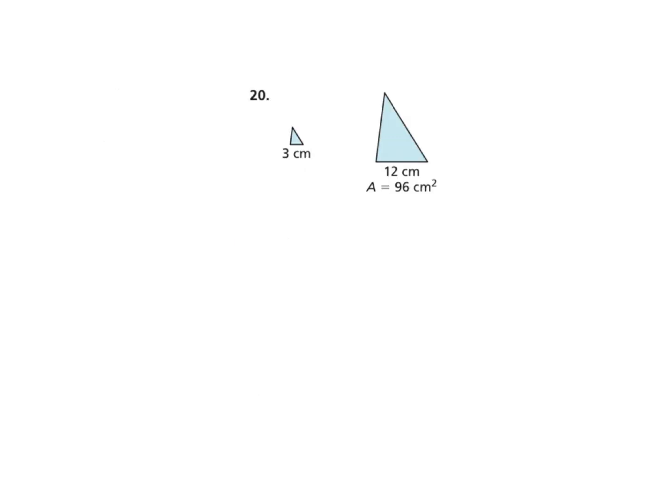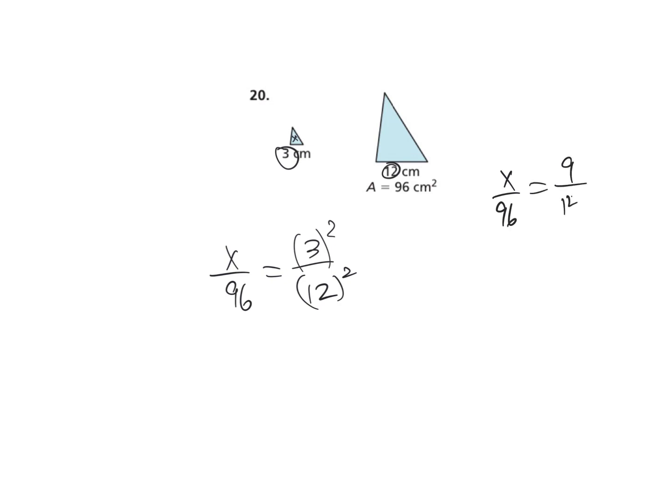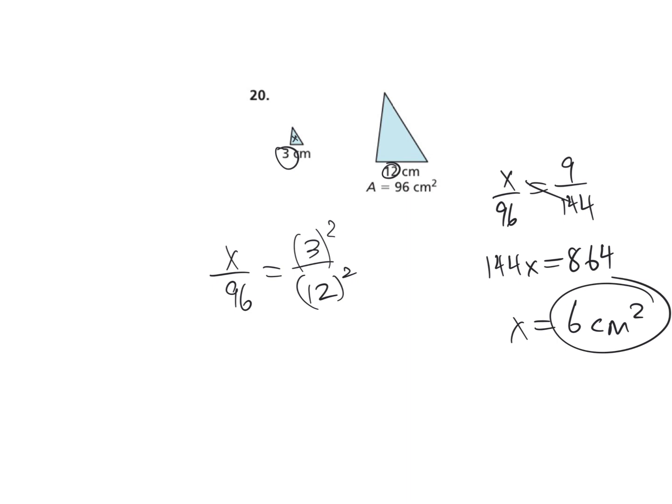Area of the large one is there. We do not know the area of the small triangle. So x is to 96 as 3 is to 12. And again, square each of those. So x is to 96 as 9 is to 144. So 144x is to 9 times 96, 864. So we're dividing by 144, and that gives us 6. And its area, so this is square centimeters.